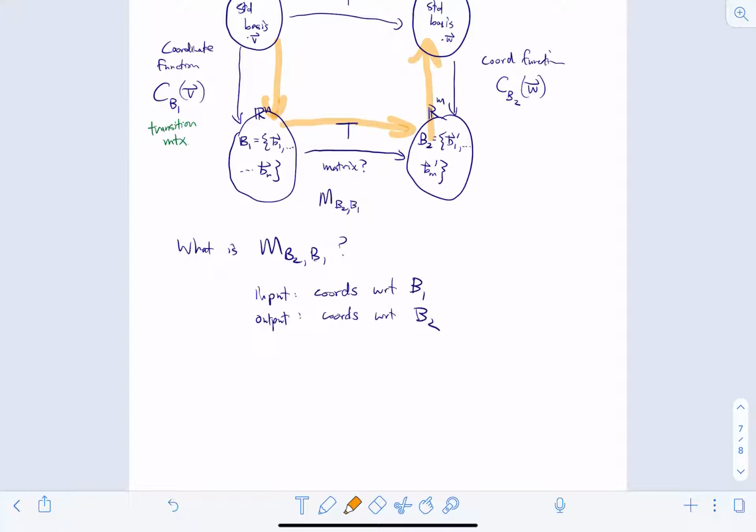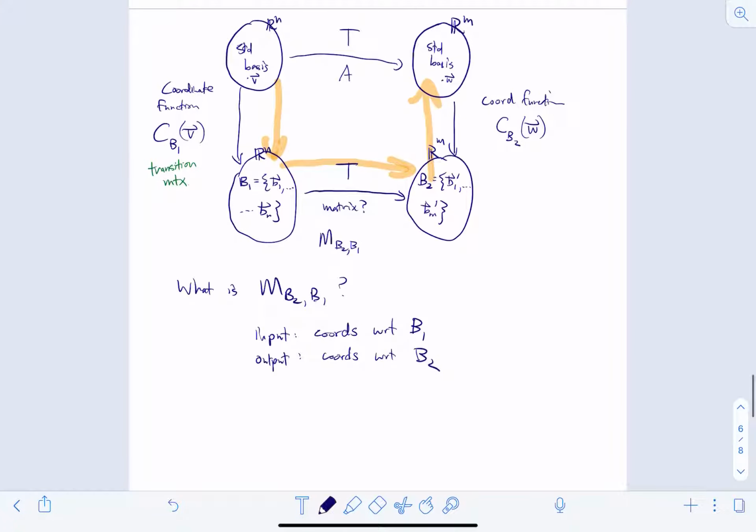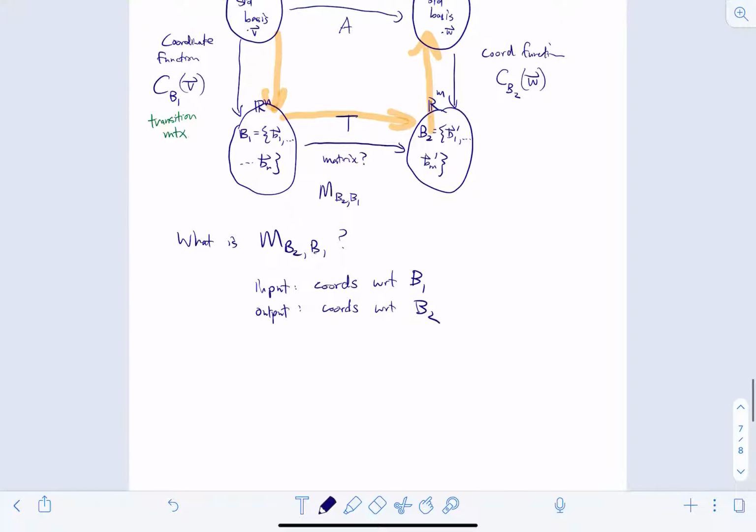So if we take this version of the picture and write down what it's trying to say, let me reintroduce this matrix A. This is the standard matrix representation. What we're saying is that doing A is the same thing as first doing the coordinate function C B1 with respect to v, then you execute your M B2 B1. The reason it's in this order is you're going from right to left, so you multiply by a coordinate vector in terms of B1. The matrix will output the answer in terms of B2, and then we have to go the reverse direction, so it should be C B2 of v.